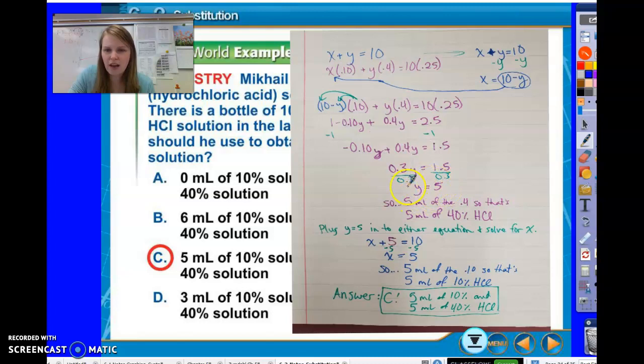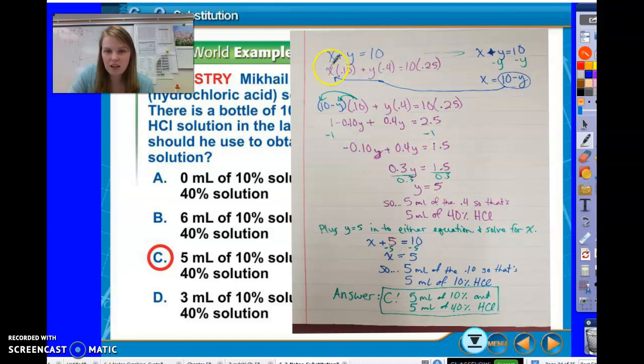y equals 5. So 5 goes here, so that means 5 of the 40%, right? So I put 5 milliliters of 40%. Hint, if you know the total is 10 milliliters and we have 5 milliliters of 40%, you can probably guess how many milliliters of the first one. In case we don't know that, here's what we're going to do. Plug y equals 5 into either equation. I'm going to choose the one at the top.